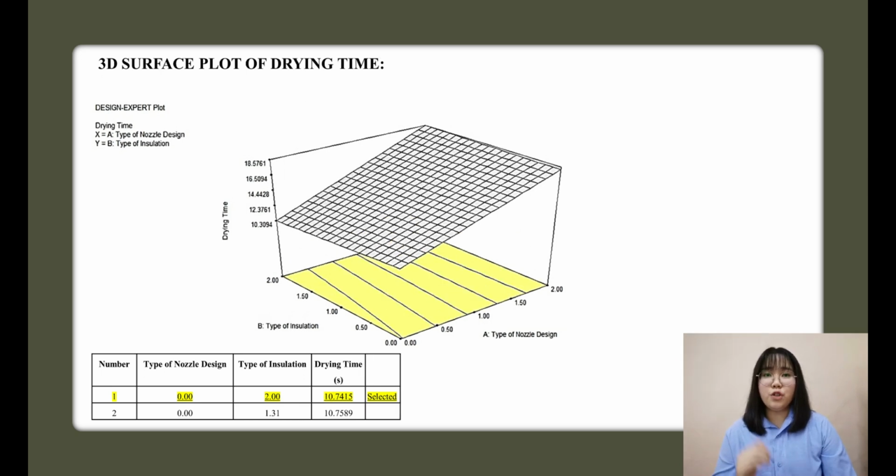Figure on the left shows the 3D surface plot for the factors type of nozzle design and the type of insulation with response to drying time. It can be observed that the shortest drying time is obtained when the type of nozzle design is 0 and the type of insulation is 2. This also indicates that the type of nozzle design is the chrome nozzle, while the type of insulation is the pyramid foam. Thus, this can also be considered as the best possible combination of factors that is able to achieve the most desirable output response, which is the minimum drying time at an approximate value of 10.7415 seconds, according to the solution 1 suggested in the table below.